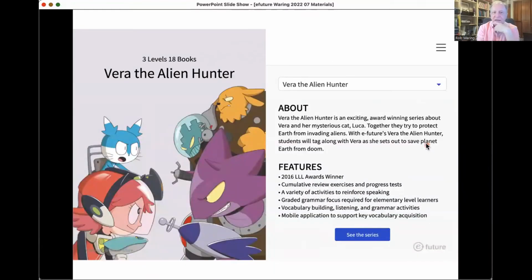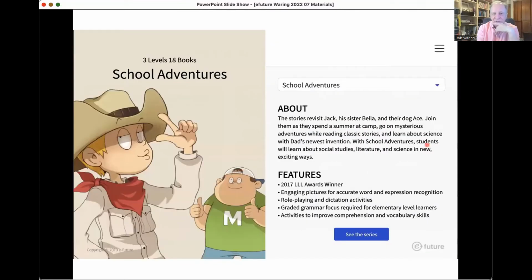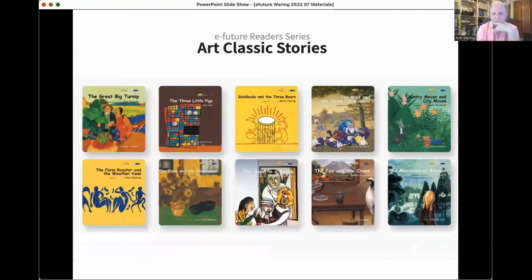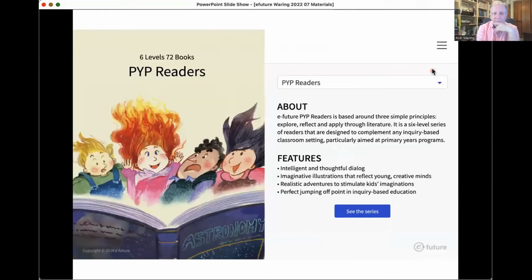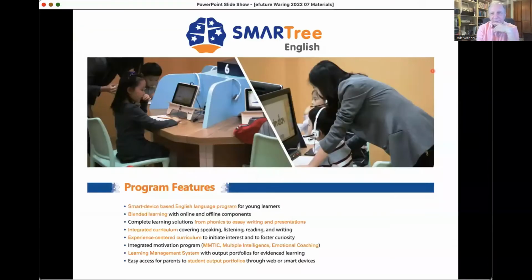And we also have Vera the Alien Hunter as another series. And School Adventures is another series. And then we have Art Classic Stories. There's 30 of these books. And again, you can see these classic stories are there. And PYP Readers is another set for low level to high level students. And there is Smart Tree, which also has some reading materials and some big news. eFuture are soon going to be releasing a digital platform for reading materials.